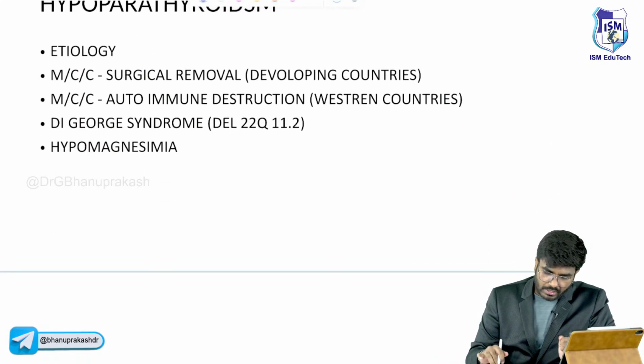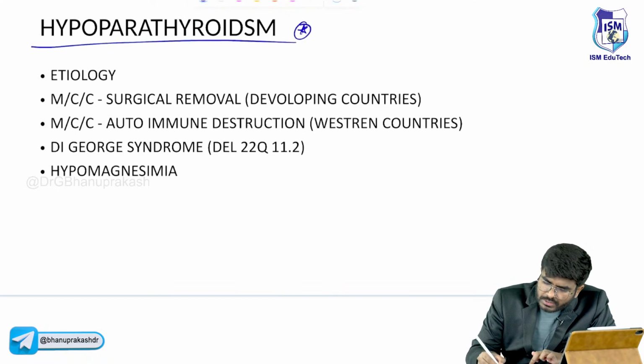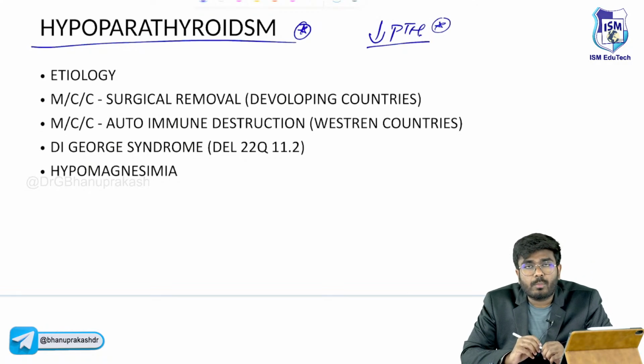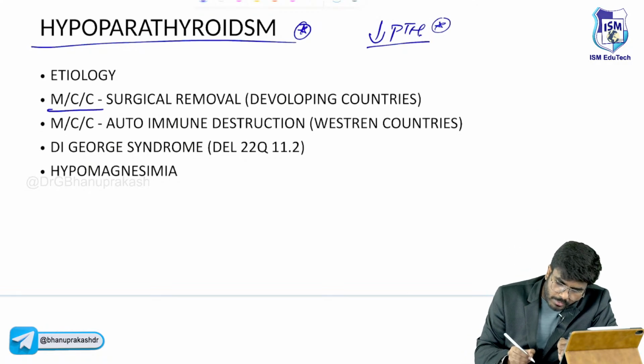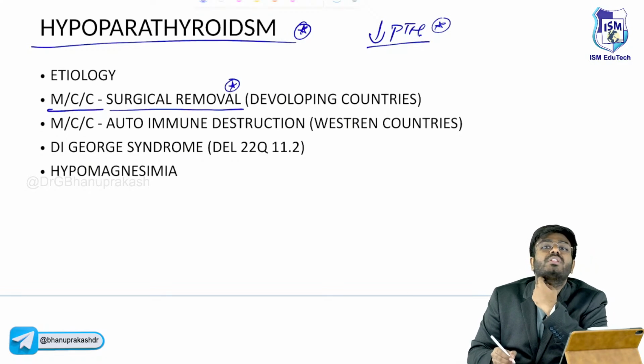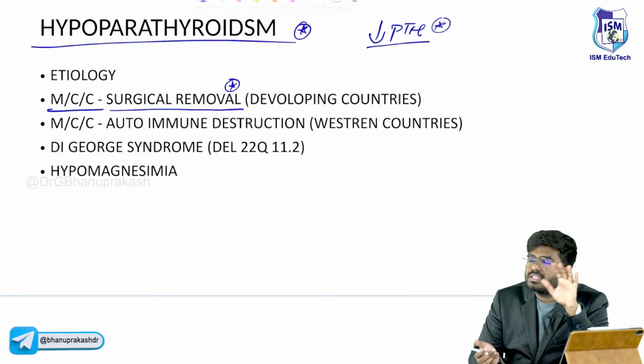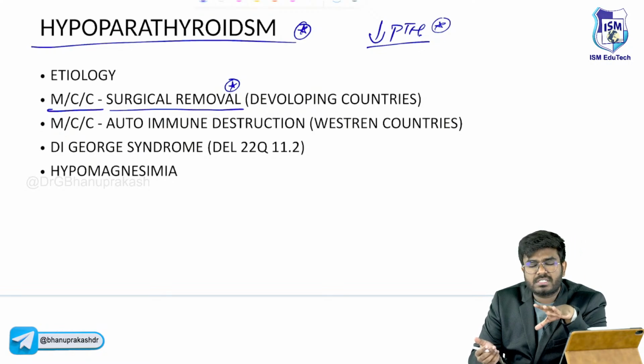Hyperparathyroidism is completed. Now let's discuss hypoparathyroidism. Hypo means what? A lesser amount of parathyroid hormone. Why is there less parathyroid hormone? The most common cause is surgical removal. During surgery on the thyroid gland, by mistake, the parathyroid gland is removed. But these days this is not happening, as surgeons are so precise that they know what they are removing.